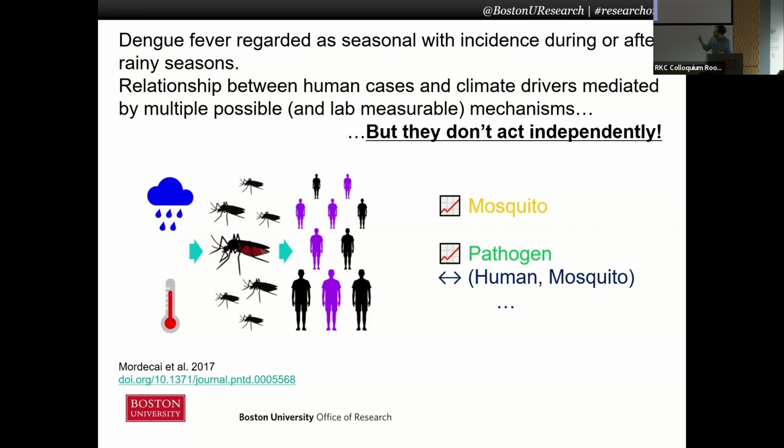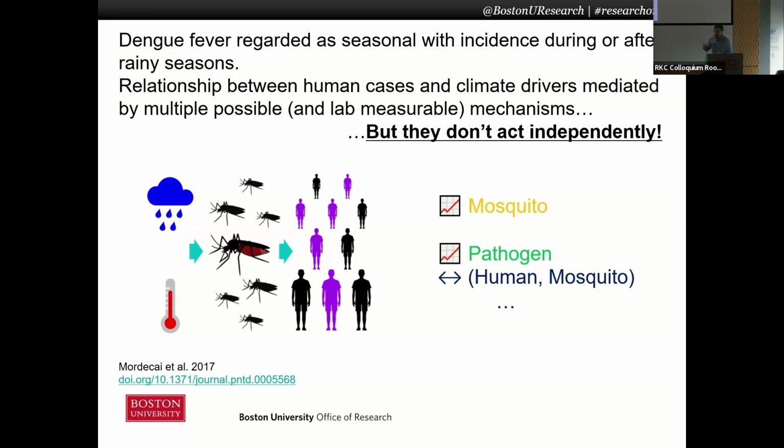So for example, temperature can affect the mosquito population dynamics. They're exotherms, so the hotter it is, the faster they grow, to a point. Same thing for the pathogen itself. And also the temperature can modulate the interaction between humans and mosquitoes, for example, changing the bite rate.